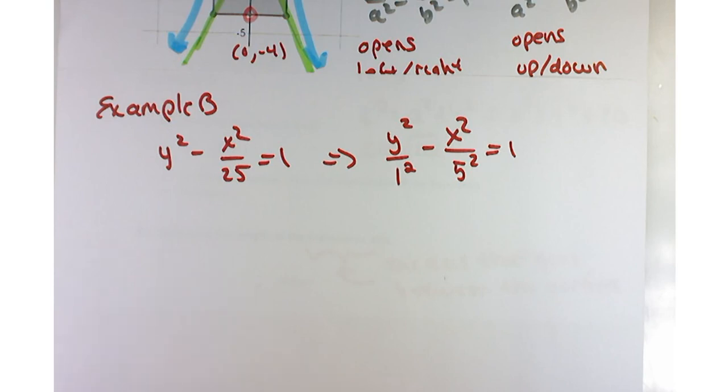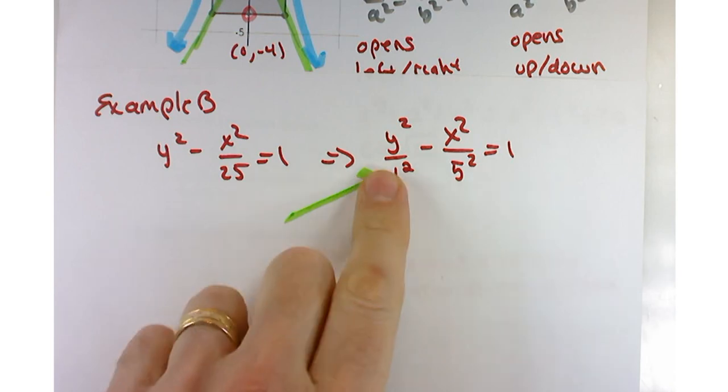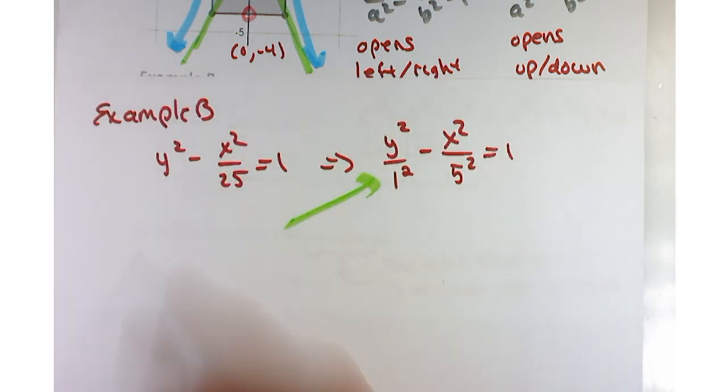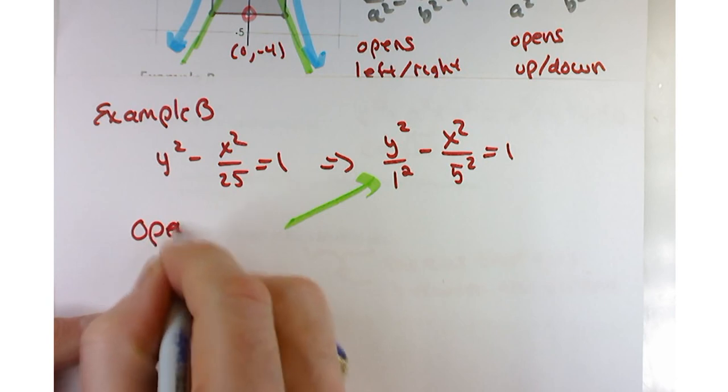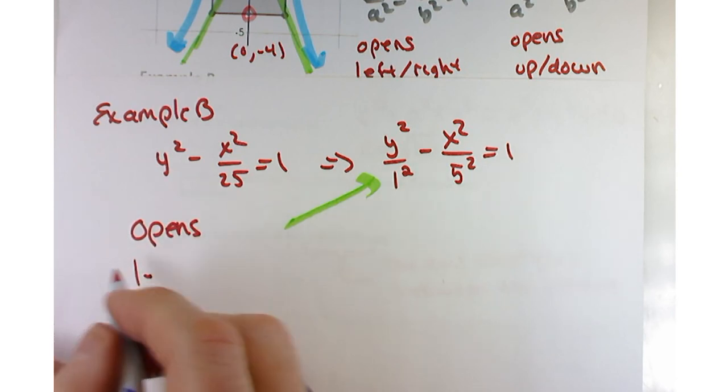The important thing to notice about this hyperbola to begin with is that you have a positive y squared term. So pause the video for a second. Test yourself. Which way is that going to open? All right. So this one's going to open up and down.